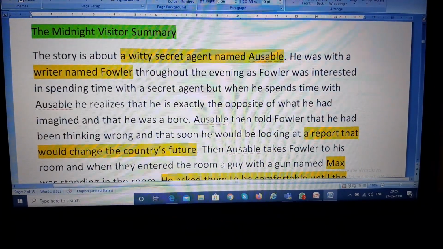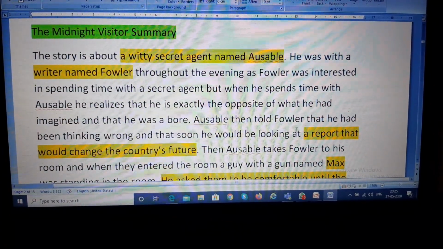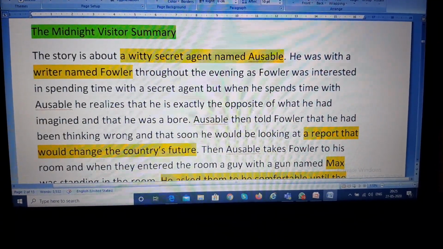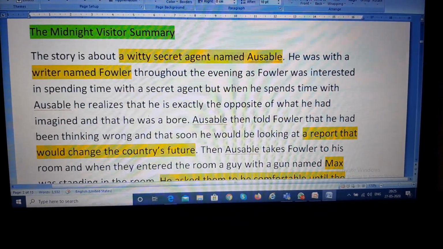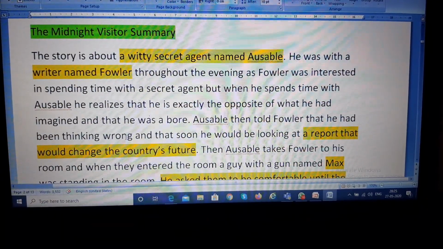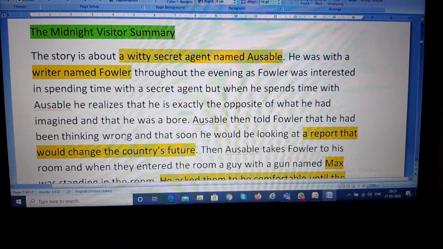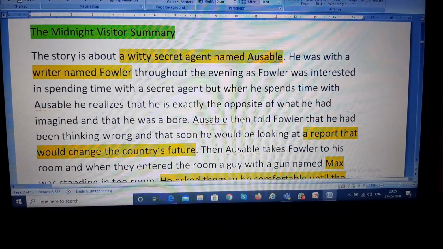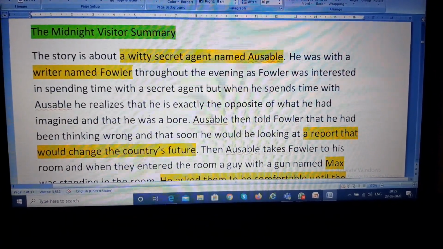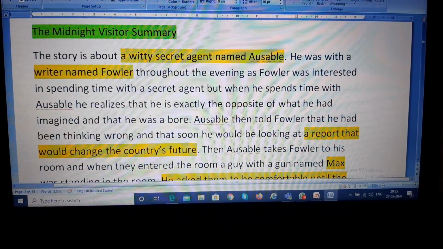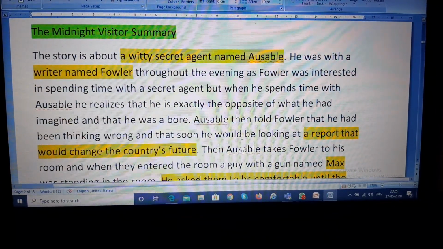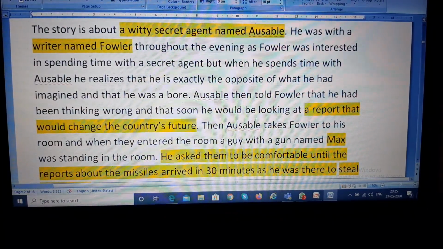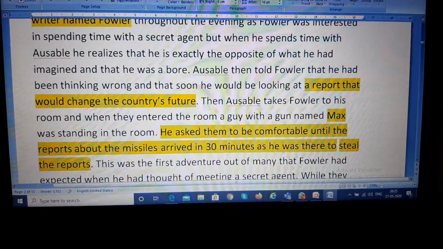But to cut out this imagination, this thought about him, Ausable then tells Fowler that he had been thinking wrong. He says that sometimes whatever you see is not the reality. The reality is something which you cannot realize. And whatever you are thinking about me, that I am not at all a secret agent, that is wrong. He is exactly the opposite of what Fowler had imagined, and soon he would be taking a report that would change the country's future.